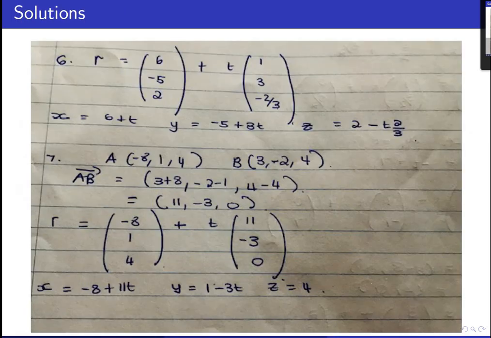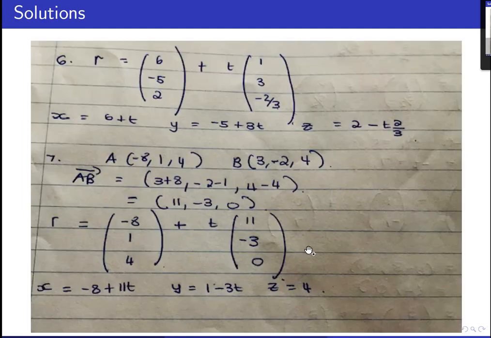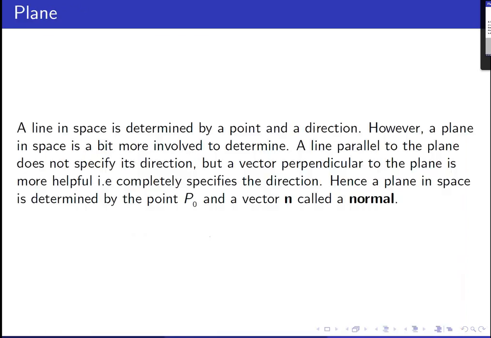Okay, up to this point, we covered equations of a line in R3 and R2, right? So we move over to planes. A plane is like a sheet in space, the way we drew planes in previous exercises, right?